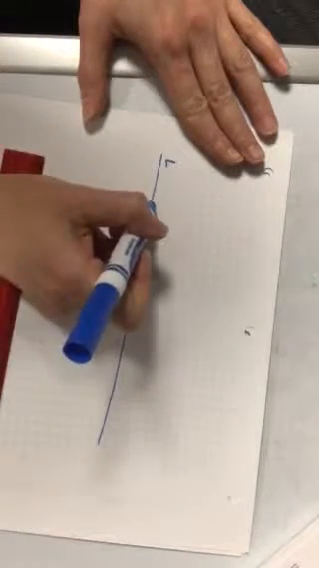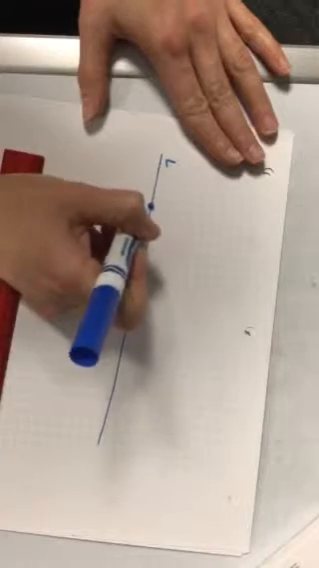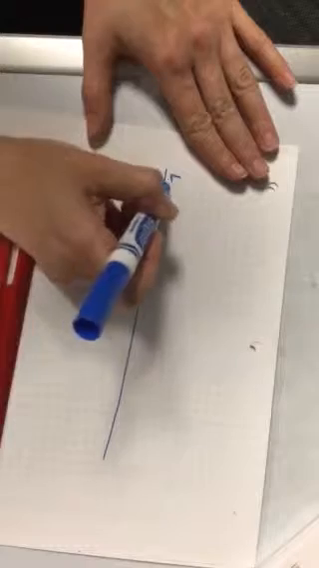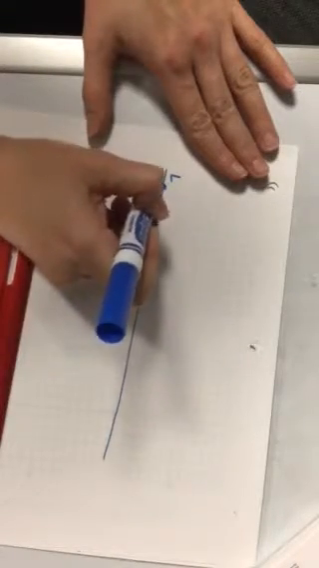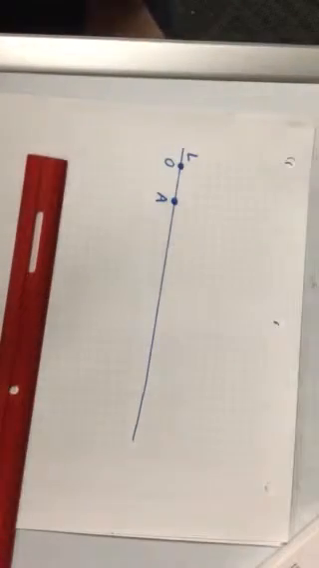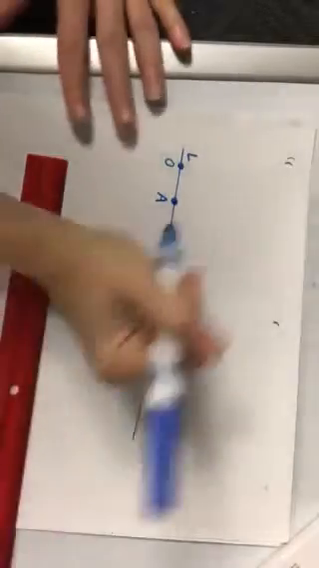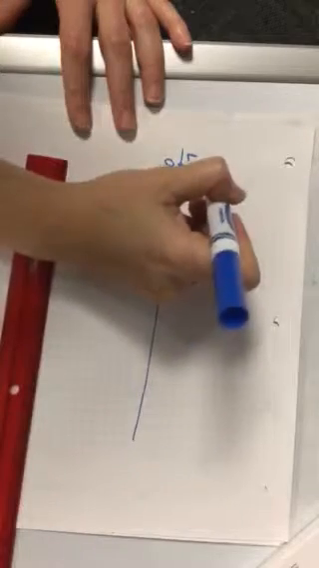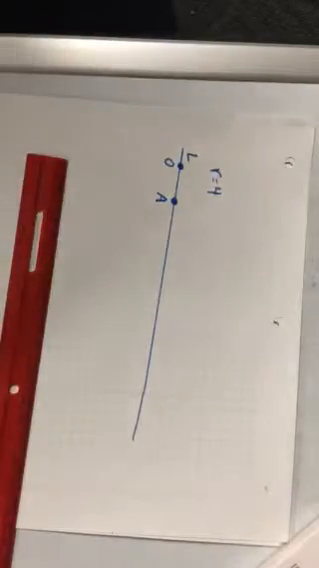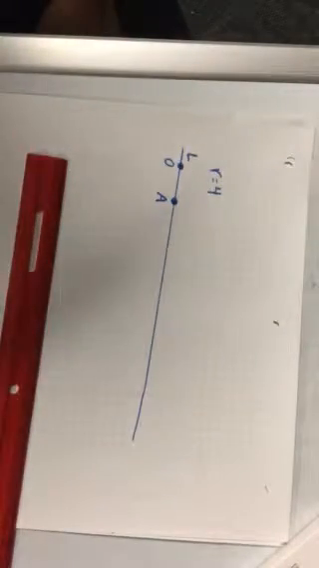I don't know, line L. And let's put point A on it. And we're gonna have a point O that's also on the line. Okay, and we're going to dilate from center O with a scale factor of 4.